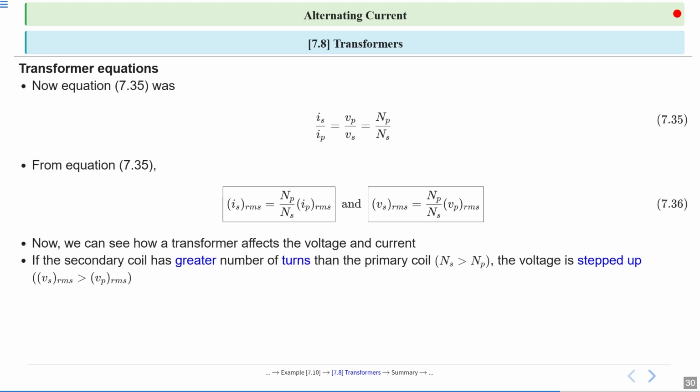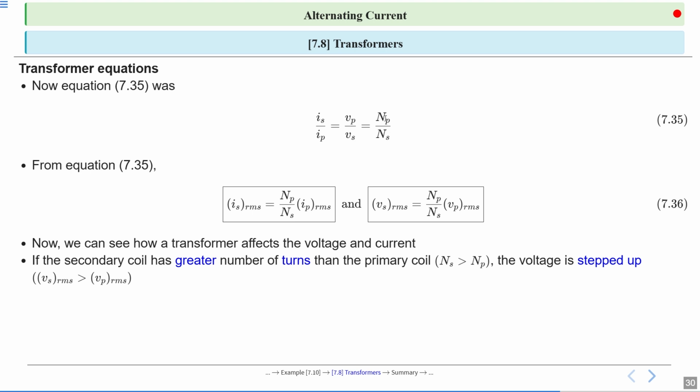If the secondary coil has a greater number of turns, as I have given you an idea before, if the secondary coil has a greater number of turns than the primary coil, that means Ns is greater than Np, that means voltage is stepped up. So from this 7.35 equation, if Np is greater than Ns, then Vp will be greater than Vs.